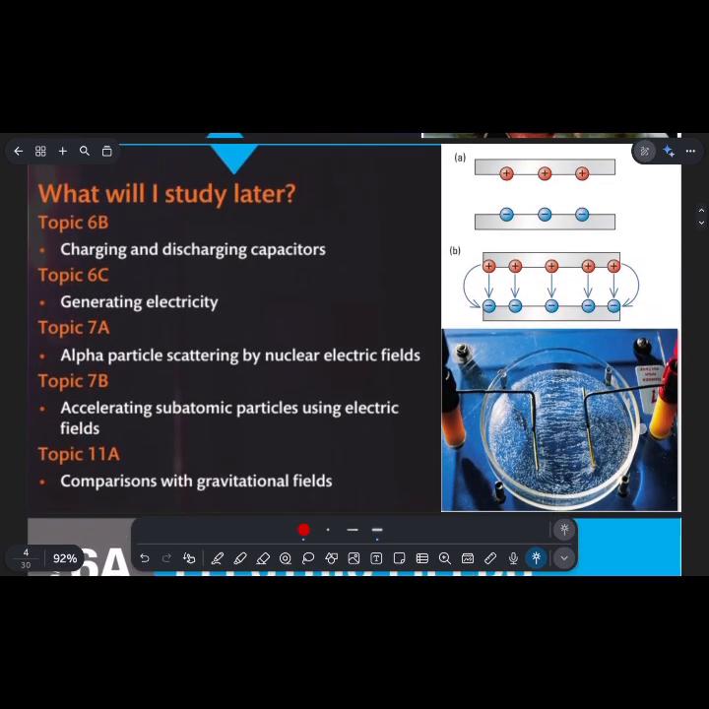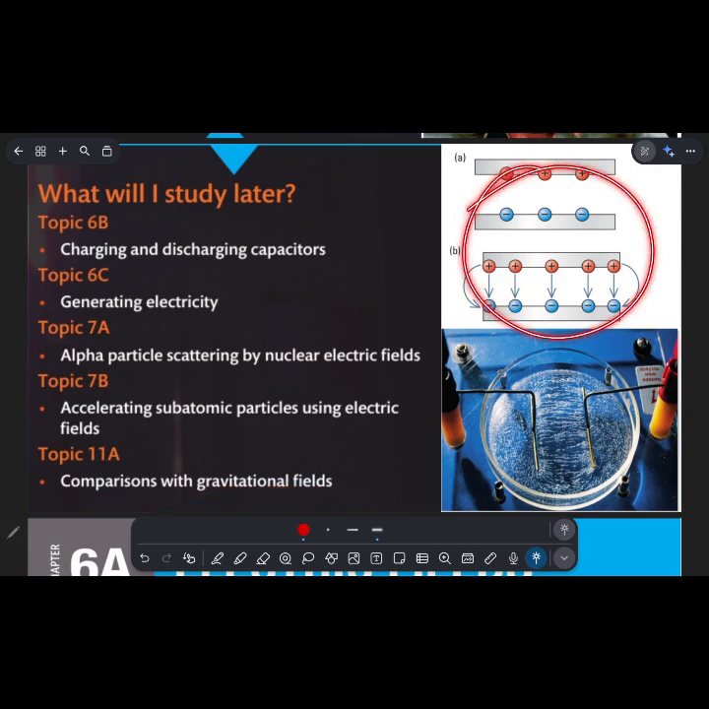Now what you will study later, related to the same topic, is the charging and discharging of the capacitor. That is basically part of this topic, but I will discuss that later. And then generating electricity in electromagnetism, that is basically the outcome of this topic. And then alpha particle scattering in the electric field. Then accelerators, which are basically used to develop different types of charges. And then comparison with gravitational field. So these are all the areas.